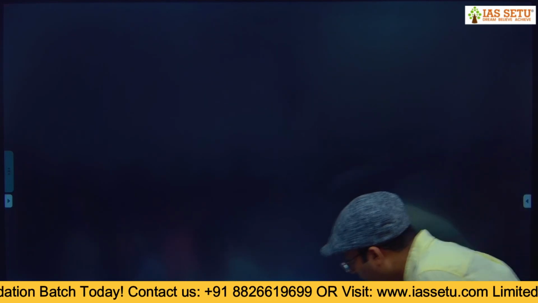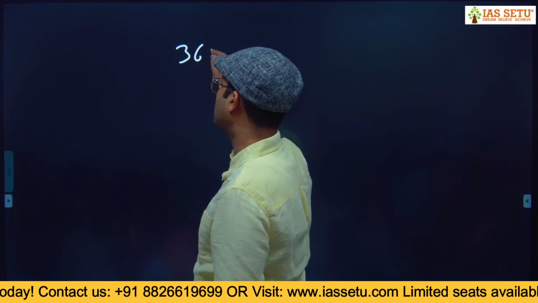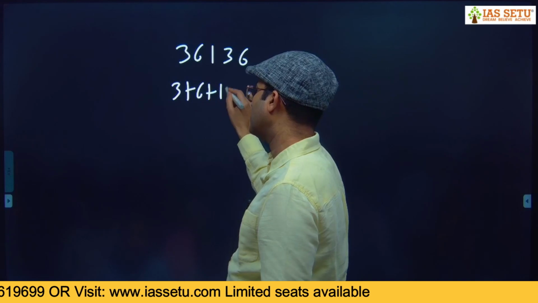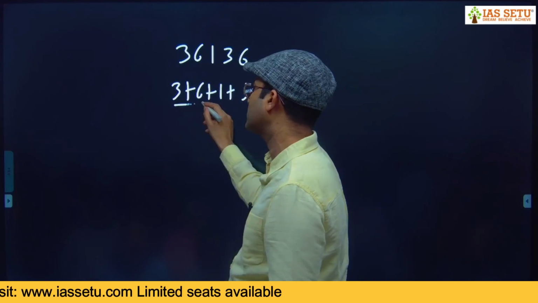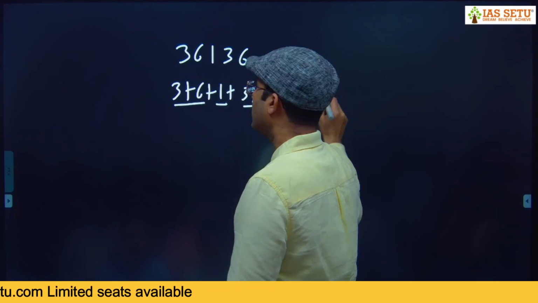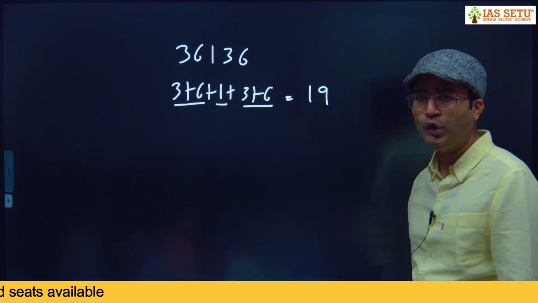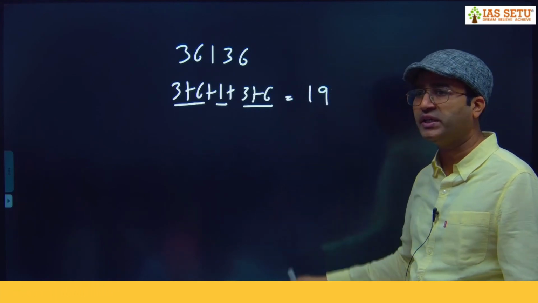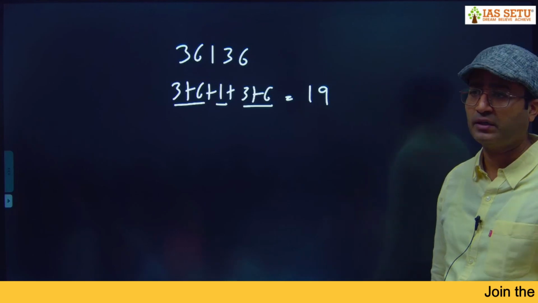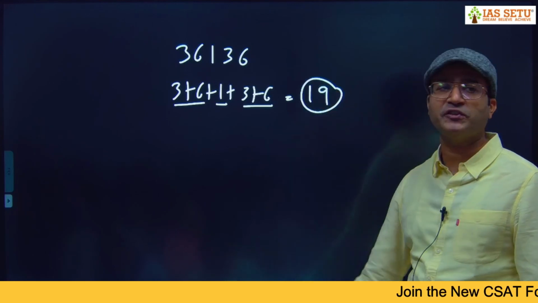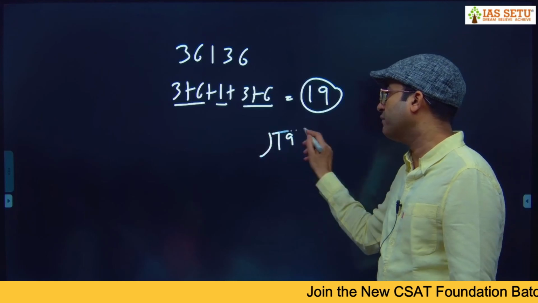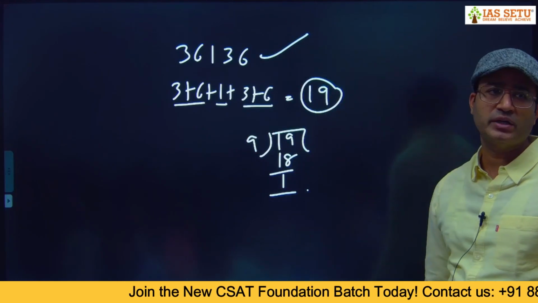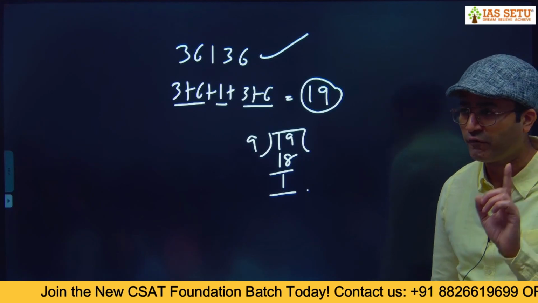Okay. Like here 36,136. So it is 3 plus 6 plus 1 plus 3 plus 6. This is 10, 9, 19. Is this 19 divisible by 9? No. So here this sum of the digits is sufficient to tell you the divisibility. If it is not divisible, the remainder: only this 19 is sufficient. So this 19 divided by 9, what is the remainder? 1. So it means this complete number is not divisible by 9. It gives you remainder 1.